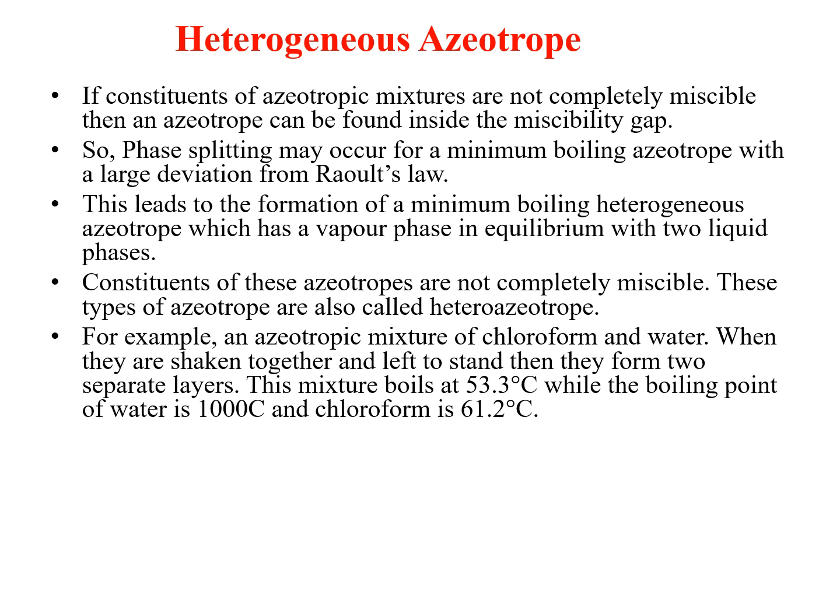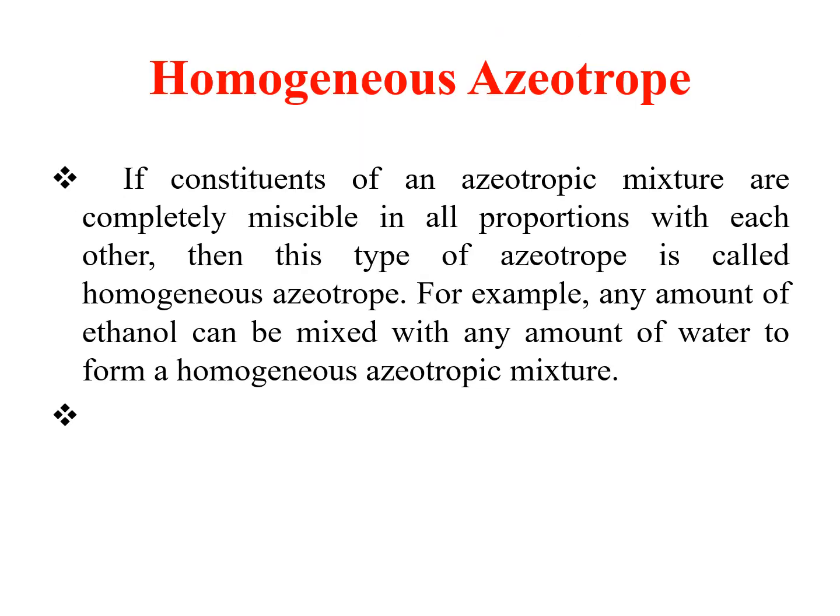For example, an azeotropic mixture of chloroform and water. When they are shaken together and left to stand, they form two separate layers. This mixture boils at 53.3 degrees Celsius, whereas the boiling point of water is 100 and chloroform is 61.2 degrees Celsius.